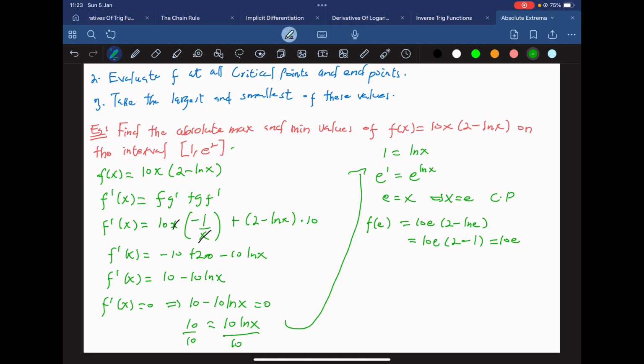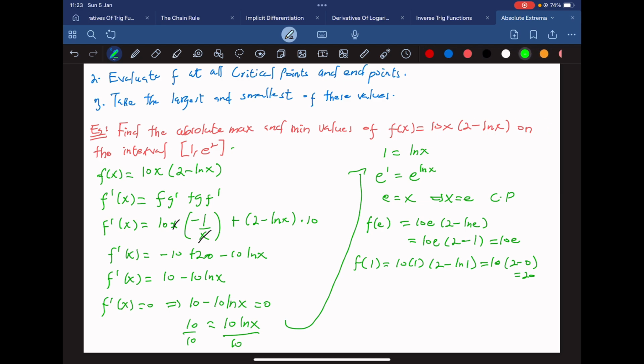Now let's consider the endpoints. For the endpoints, we have 1 and e squared. So let's first tackle 1. For 1, we have 10 multiplying 1, then 2 minus ln of 1. So 10 by 1 is 10, 2 minus, now ln of 1 is 0, so we just have 2 minus 0, so this gives 20.